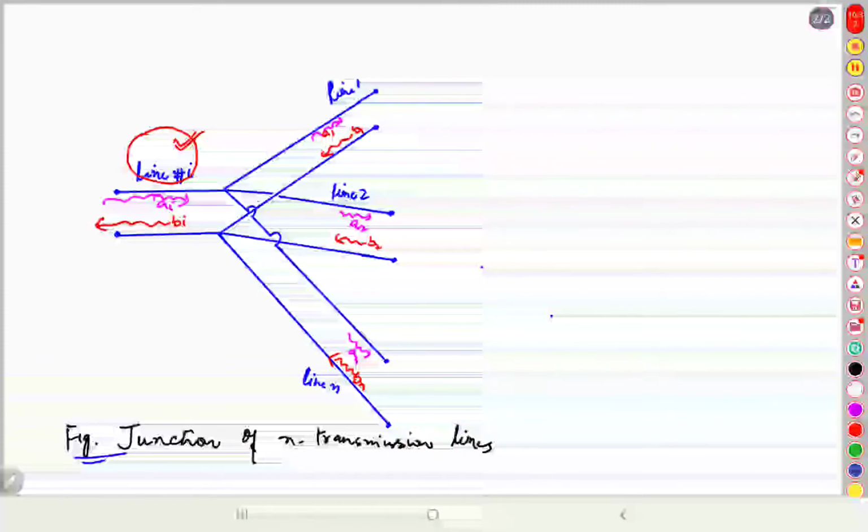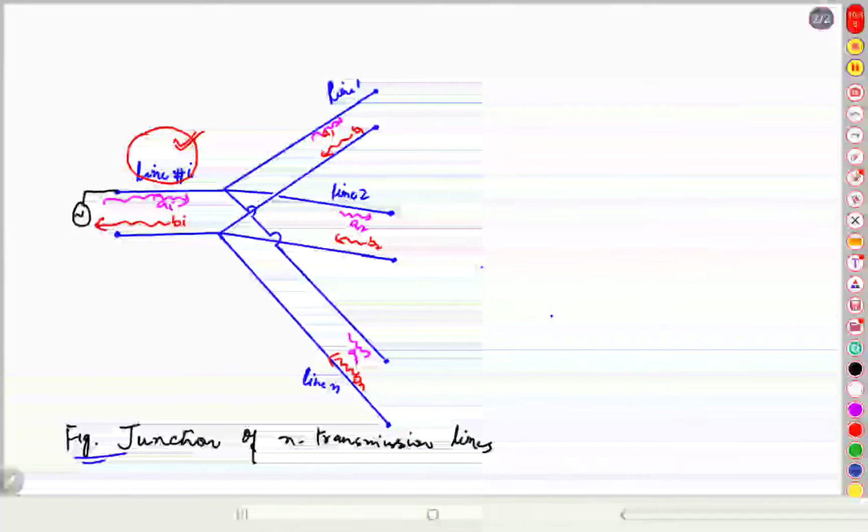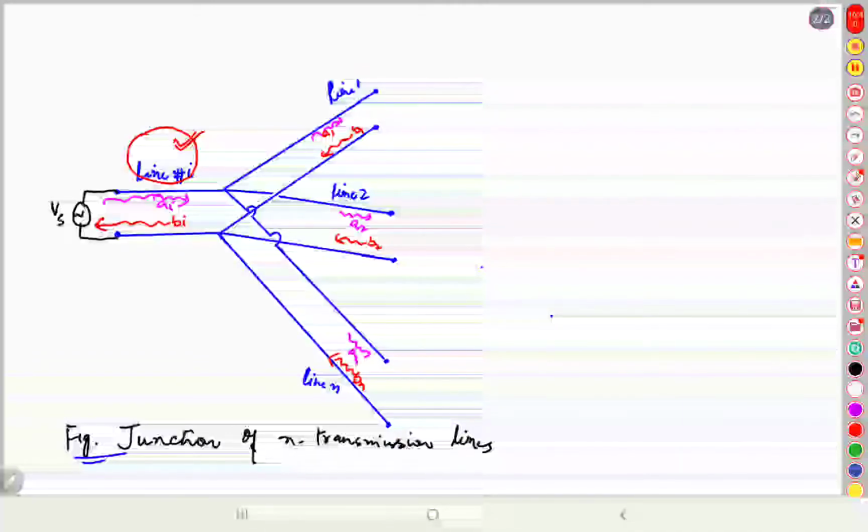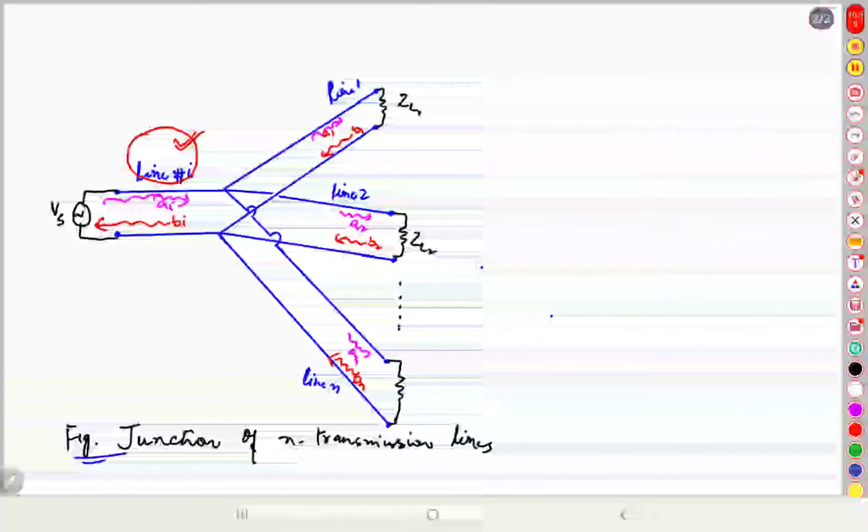At the ith port, I assume that I'm connecting a source, and I'm connecting loads. Say, for example, the load at line number 1 is ZL1, the load at line number 2 is ZL2, and so on. The load at the nth line is ZLN. So in order to obtain the relationship between the scattering matrix or S parameters and the incident and reflected waves, I'll consider two special cases.